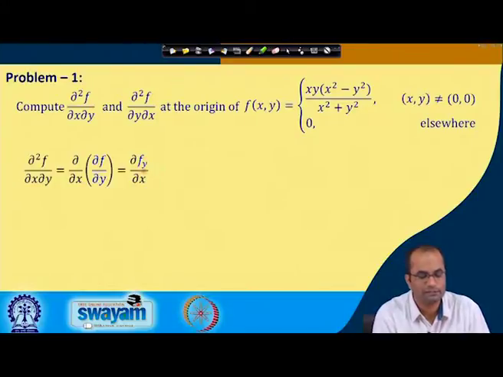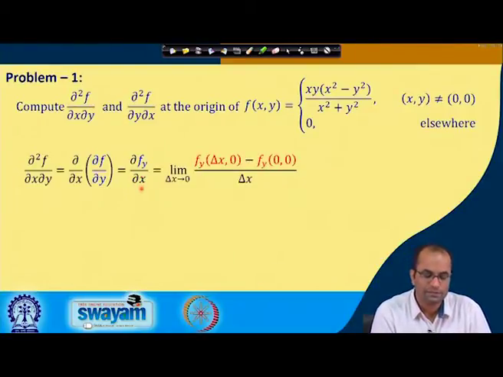Note that this f_y is also a function of x and y, so we can talk about this partial derivative with respect to x. As per the definition, we take the limit as delta x goes to 0 of f_y, and we are talking about the derivative at the origin (0, 0). So we have 0 plus delta x, which is delta x, 0, minus f_y at (0, 0).